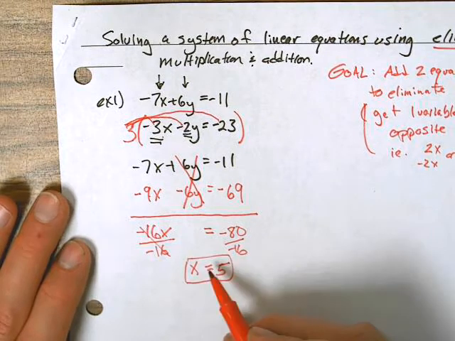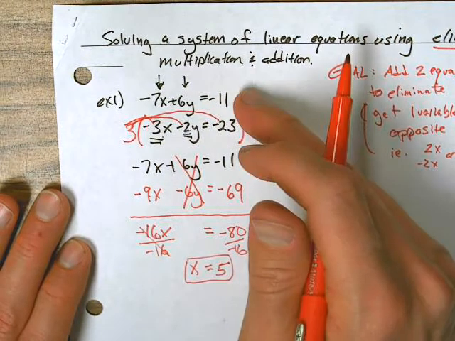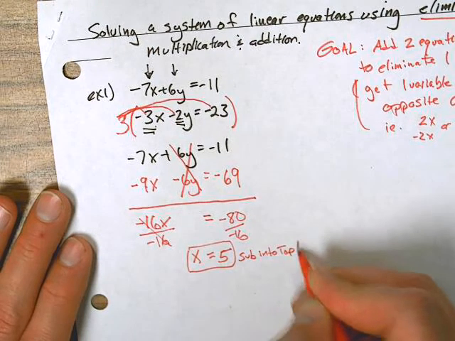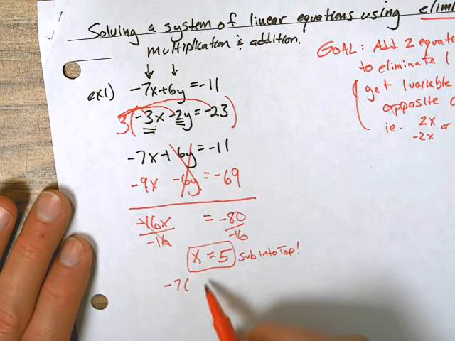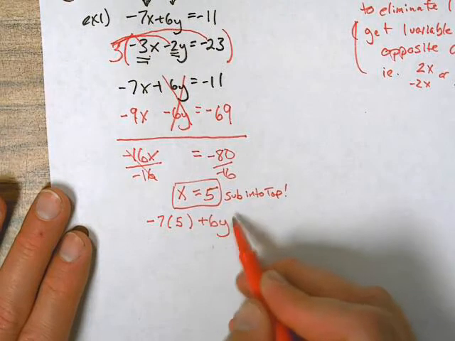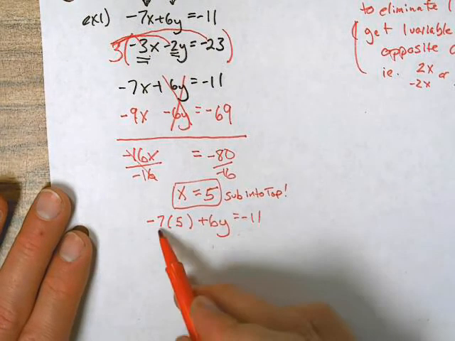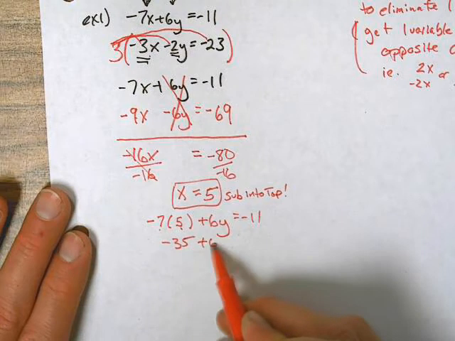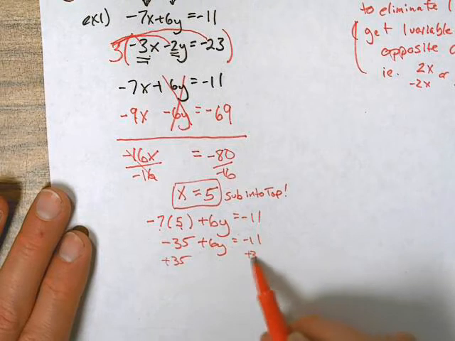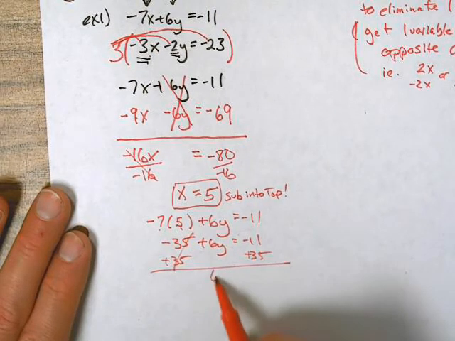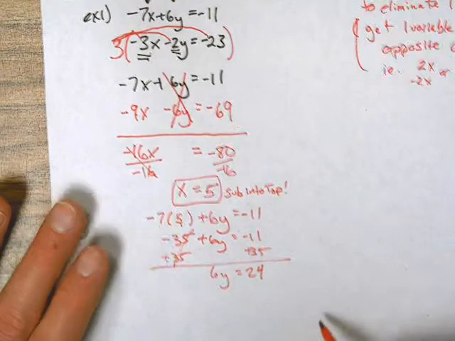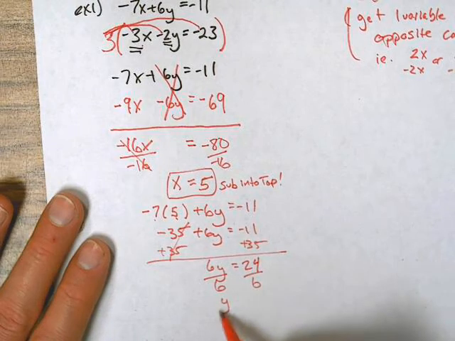Now I'm going to back substitute x is 5 into one of my original equations. I'm just going to substitute that into the top equation. By doing that, I'm going to get negative 7 times the x value we just found, that's 5, plus 6 times the y value should be negative 11. That's going to be negative 35 plus 6y equals negative 11. If I add 35 to both sides, I get 6y equals 35 take away 11. What's that? Positive 24. And if I divide by 6, I get the y value is 4.